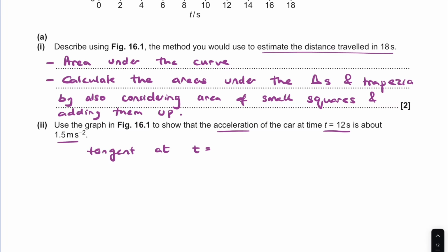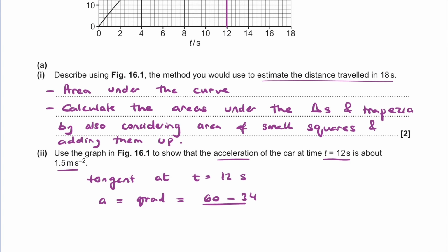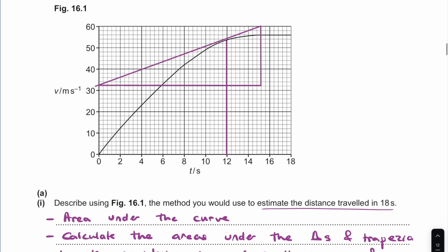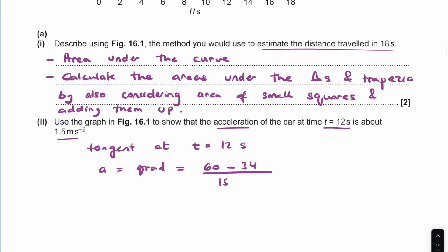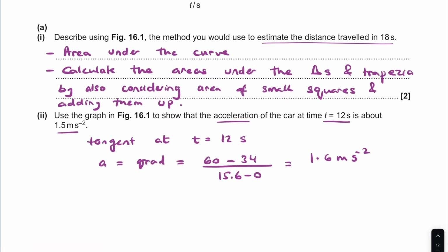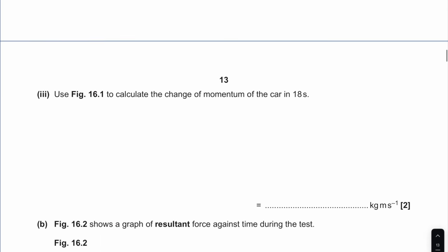At t equals 12 seconds, the acceleration is the gradient, which is 60 minus 34 divided by the change in time, 15.6 minus 0. That gives me 1.6 meters per second squared. The acceptable range is between 1.4 to 1.7. So that's fine. Let's move on to our next question.